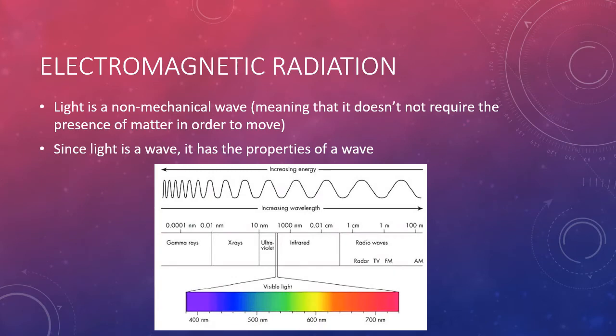Light is a non-mechanical wave, which means that it is a wave that does not require the presence of matter in order to move. This would be the opposite of something like sound, which is a mechanical wave. Sound can only move if there is matter present. Since light is a wave, it will have all the properties of a wave. It will have a wavelength, a frequency, a period, a speed, and an amplitude. It will also carry energy.